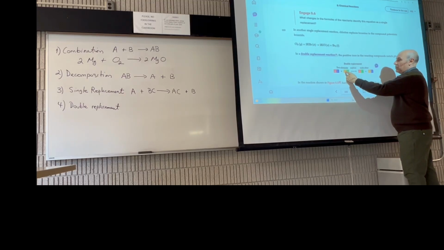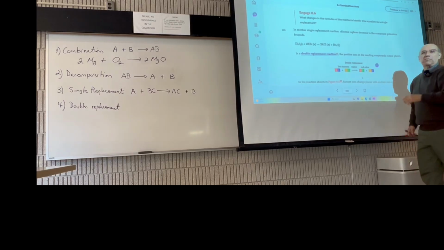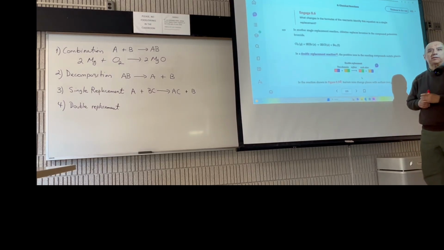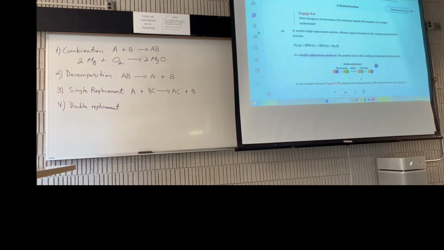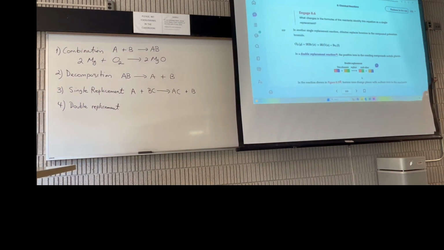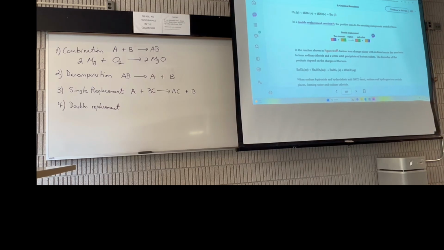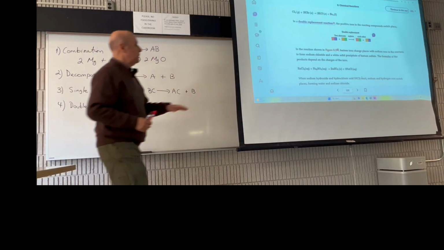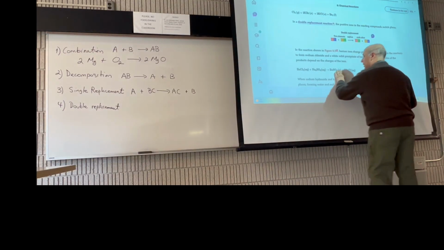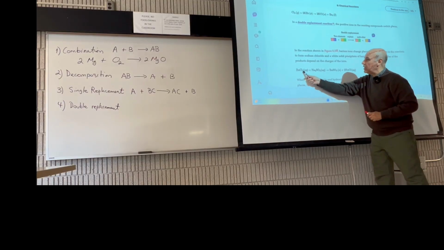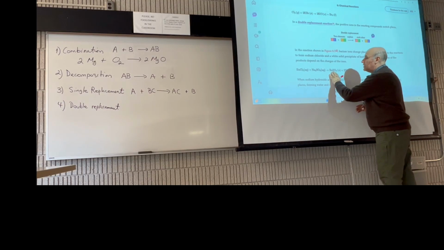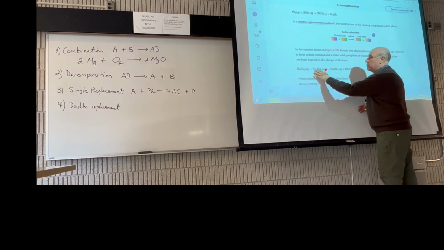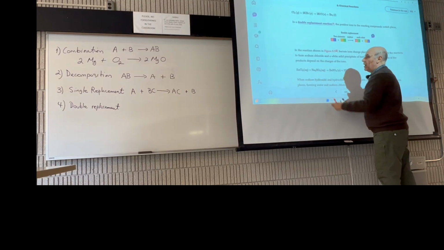C decides, you know what, I'm more stable, more happy with B, so I'm going to form a different partnership. That's what's going on. Now, is it predictable? That's not going to be your job in this course. So we're not going to be able to predict all the time what's going to happen. But I'm not going to give you a problem without telling you, okay, so this is a double replacement reaction.